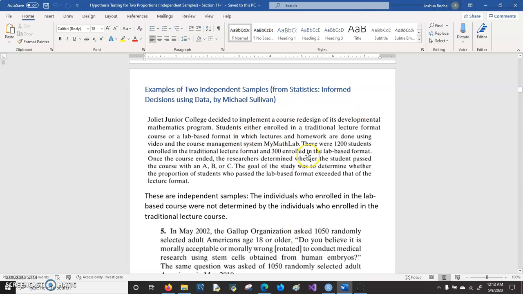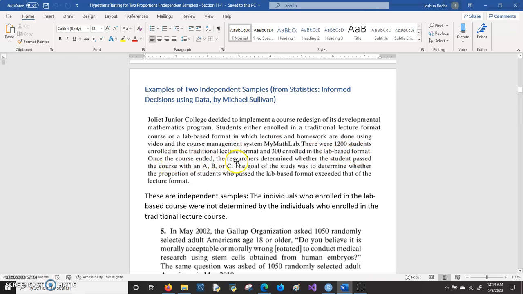Both of these examples are taken from our textbook by Michael Sullivan. Joliet Junior College decided to implement a course redesign of its developmental mathematics program. Students either enrolled in a traditional lecture format course or a lab-based format in which lectures and homework are done using video and the course management system, MyMathLab. There were 1,200 students enrolled in the traditional lecture format and 300 enrolled in the lab-based format.